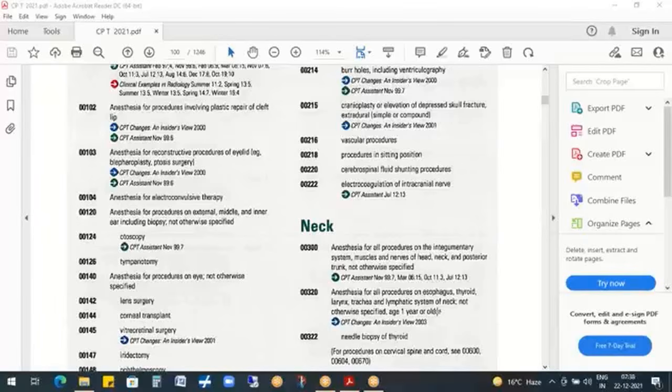Yes, sir. Can you read code description 00144? Anesthesia for procedures on eye, corneal transplant. Okay, corneal transplant. Understood? Transplant. Yes.